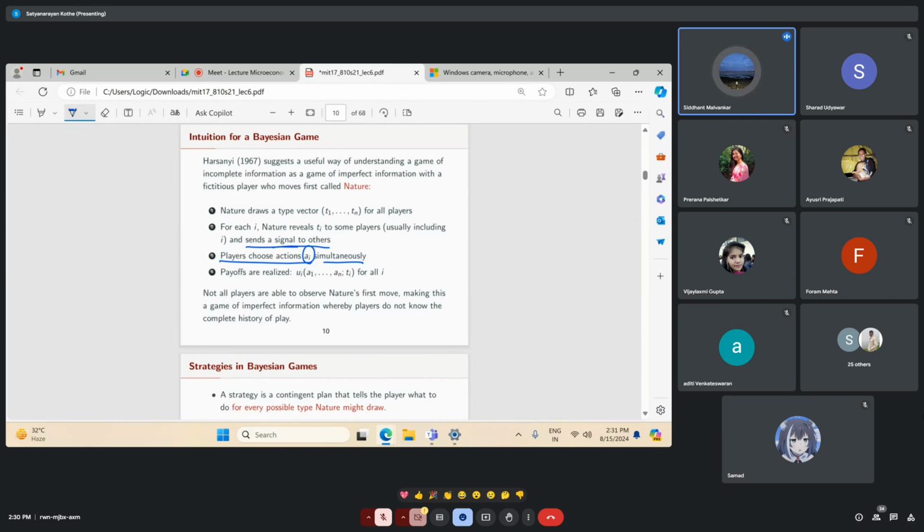The players were playing simultaneously. Players were deciding their strategies simultaneously. Players were giving signals simultaneously. So the payoffs are realized at the end, which depend upon strategies and the type of I. Here is the type of I.